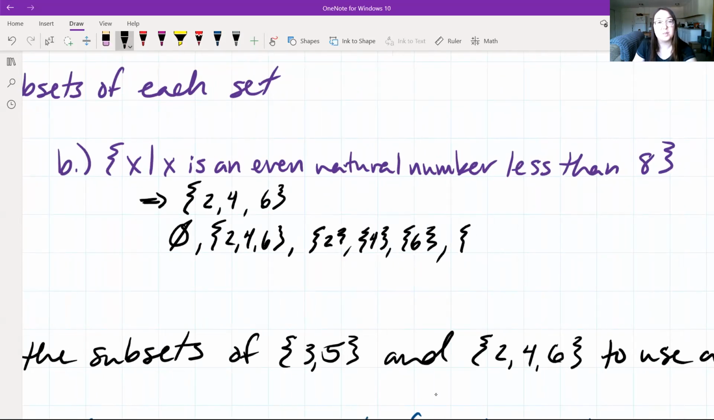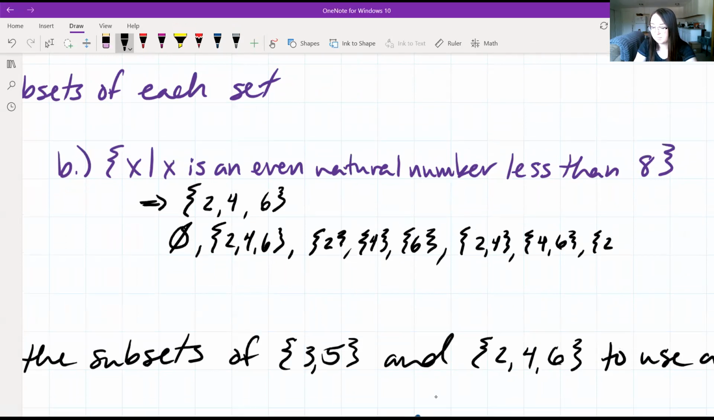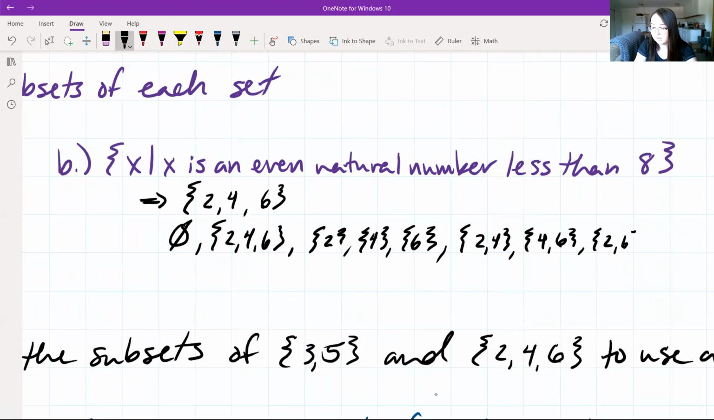So let's just start thinking of some combinations. We have 2 and 4. That would be in the set. Maybe 4 and 6. That would also be in the set. And 2 and 6 would also be a subset.